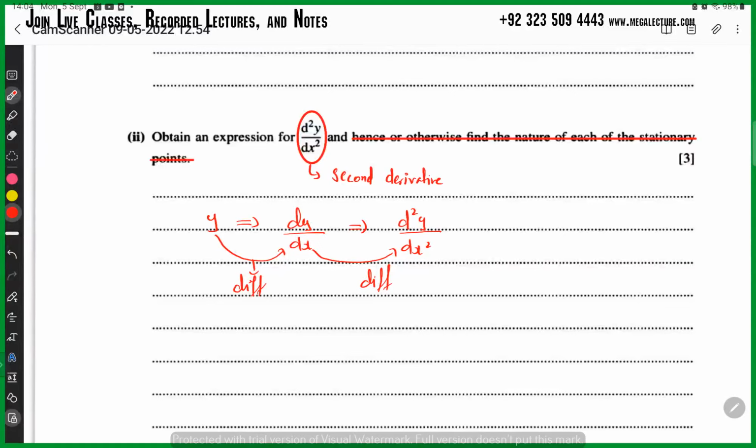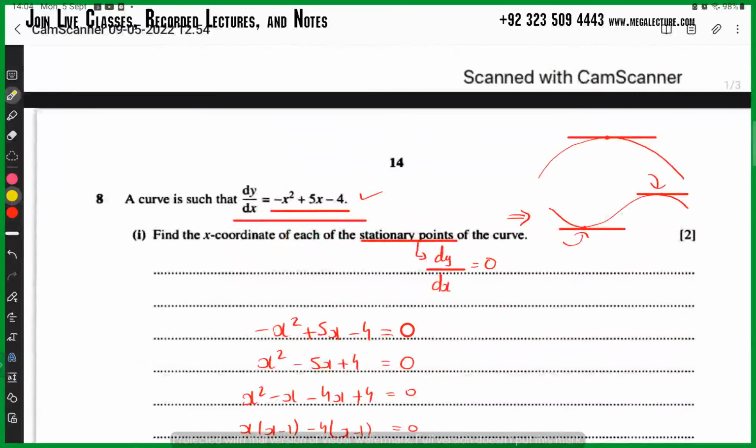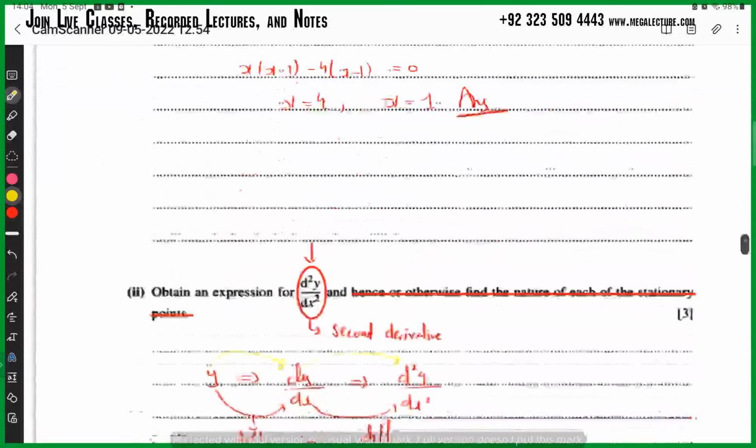But before that, let's talk about this thing because the question says obtain an expression for d2y divided by dx2. It's not read this way. It's basically the second derivative of y with respect to x. In order to find the first derivative, we differentiate the original equation. In order to find the second derivative, we differentiate the first derivative. What is the first derivative? That is already given, right? It's minus x squared plus 5x minus 4. So let's write that down.